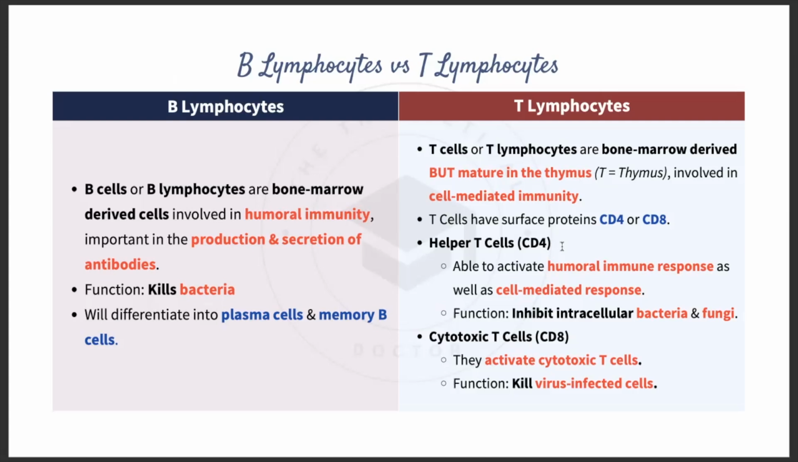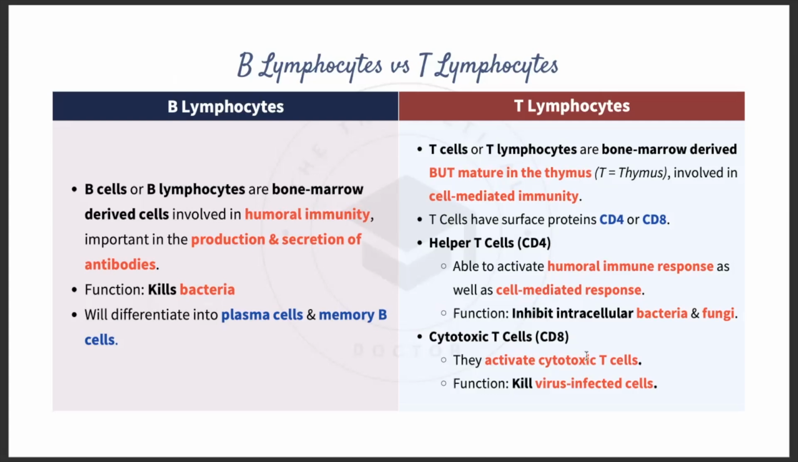So helper T cells, they are able to activate humoral immune response as well as cell-mediated response. So they work both ways. They can activate this and they can also activate this, the cell-mediated pathway, which again I'll talk about in another video. So their function is to inhibit intracellular bacteria and fungi.